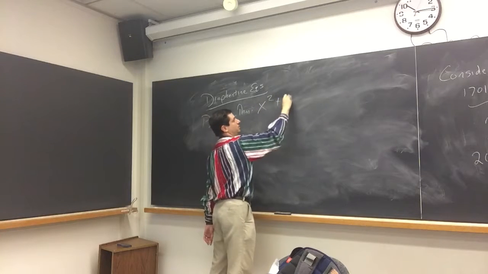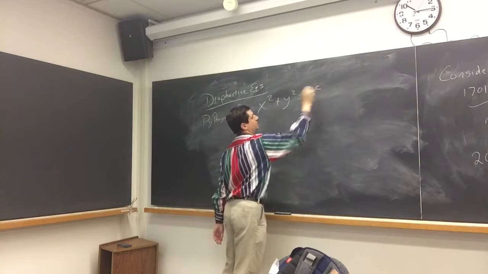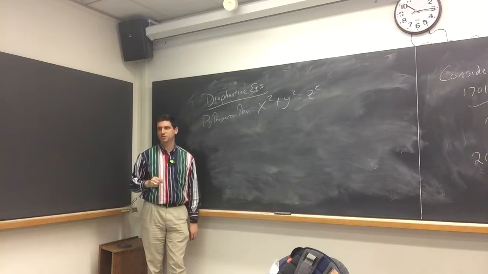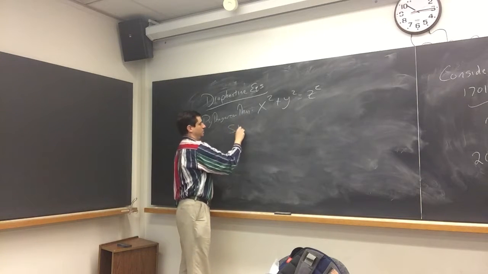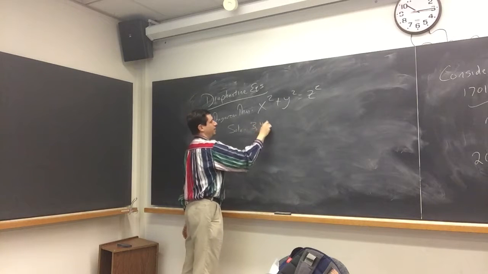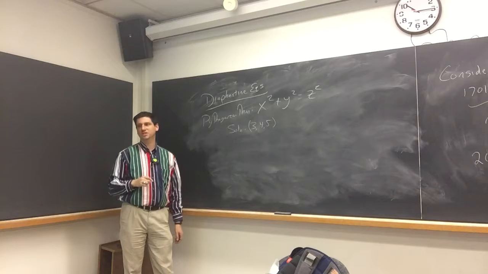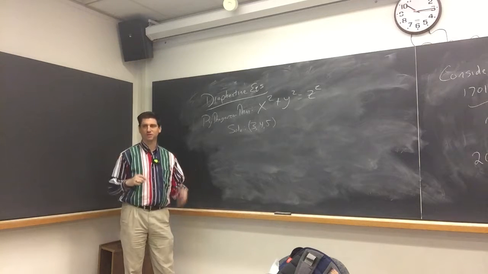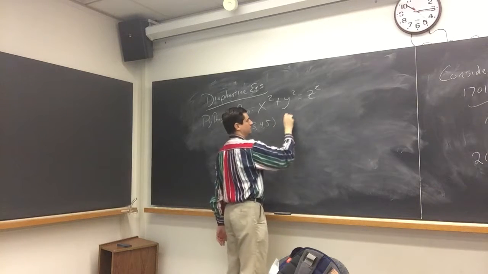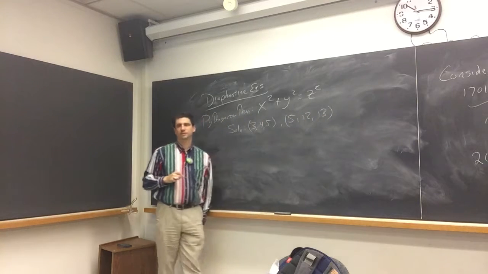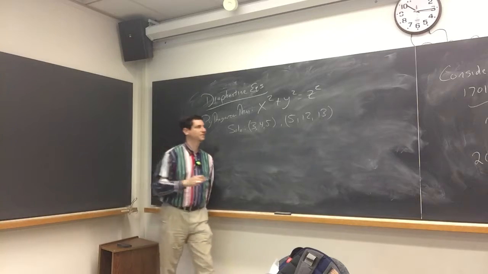x squared plus y squared is z squared. So we know some solutions, right? Somebody give me a solution. 3, 4, 5. Give me another non-isomorphic solution. I'm not going to consider 6, 8, 10, because that's just a multiple. 5, 12, 13. 7, 24, 25.